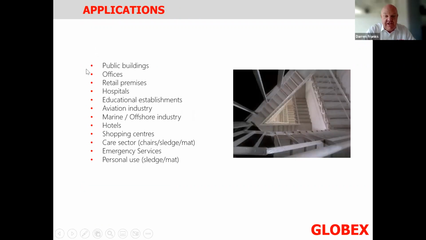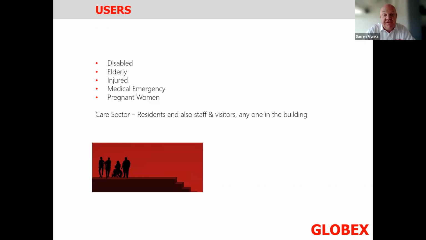So I know this is particularly for the care sector, which we'll get down to here, but you can see here every building listed does need some form of evacuation equipment. And the users, obviously the first one that springs to mind is disabled. Obviously you've got the elderly, injured. It could even be a sporting injury of a member of staff at the weekend that, you know, they may need assistance coming out of a building in the event of emergency. So again, they're added to the list there.